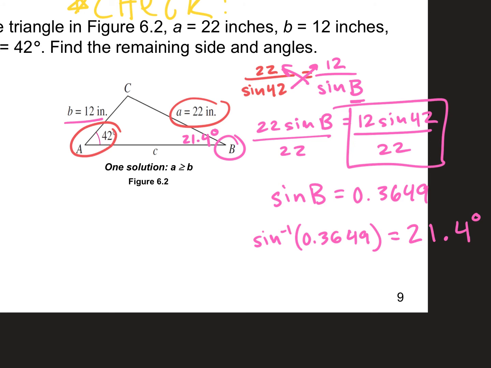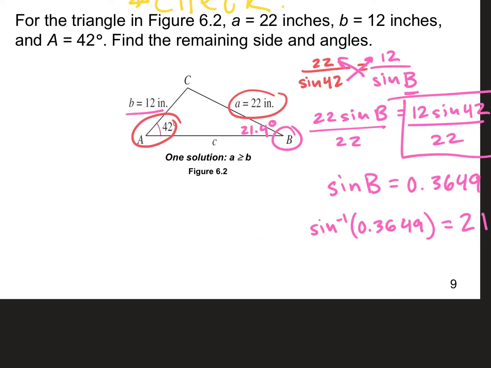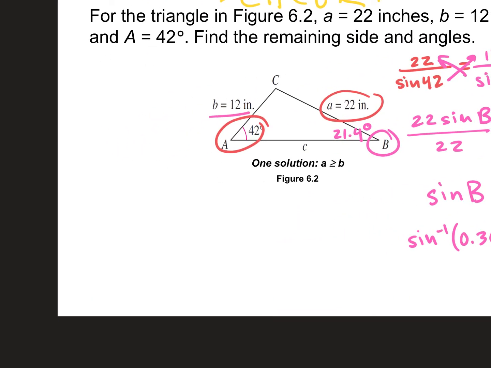Now how can I find angle C? Same thing. Add it all up to 180. Add up all the angles, add up the angles and subtract it from 180. So I have 42 plus 21.4, which is 63.4, and subtract that from 180. I get 116.6.